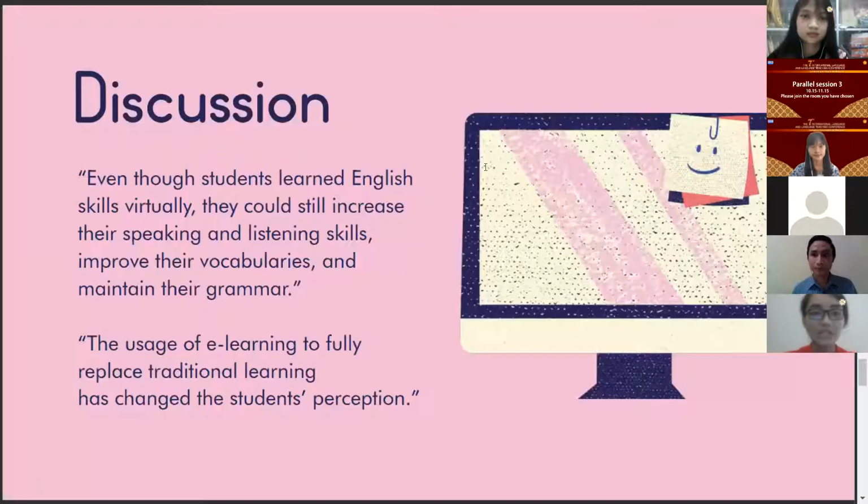Let's move to the discussion. Here, the data highlighted that the respondents gave various answers to e-learning in the English Conversation 2 class during the COVID-19 pandemic. Most of them gave a positive response to the implementation of e-learning. The students also took the questionnaire. It is mentioned that even though they learned English skills virtually, they could still increase their speaking and listening skills.